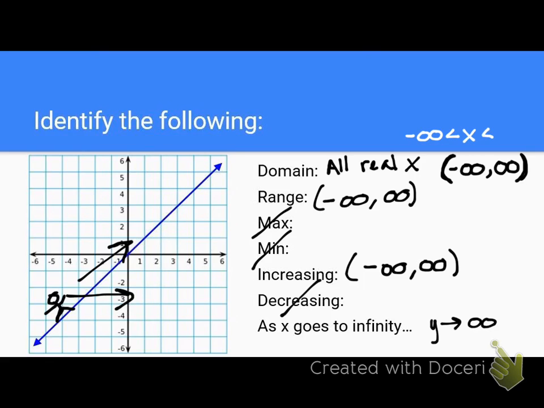And I can write these intervals as inequalities like this. So for the domain, I could also write that as negative infinity is less than x is less than infinity. And same thing for the range, but with y.